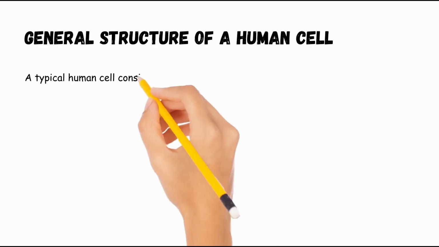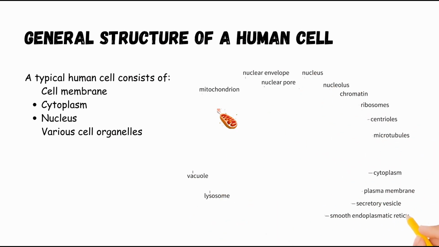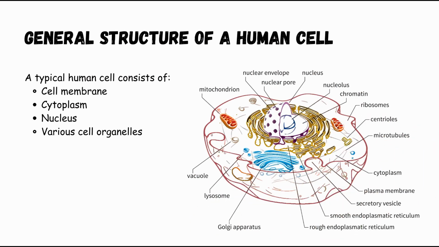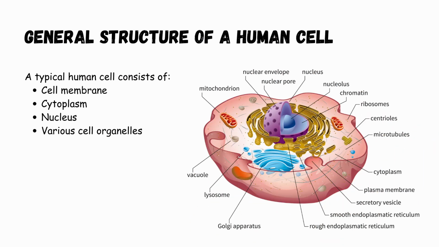A typical human cell has three major components: the cell membrane, cytoplasm, and nucleus. Inside the cytoplasm, several specialized structures called organelles are present. Each organelle performs a specific function, and together they ensure the proper functioning of the cell. You can think of the cell as a mini factory where different departments work together efficiently.